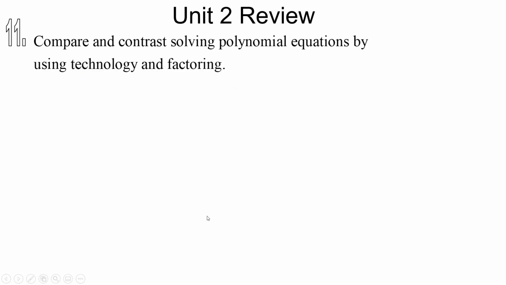Okay, number 11. Compare and contrast solving polynomial equations by using technology and factoring. Well, technology: we just solved an equation using our calculator. That's our technology, and we did that. When we did that, what did we get? We had 2 approximations. I think we had negative 0.6 and then 1.6.